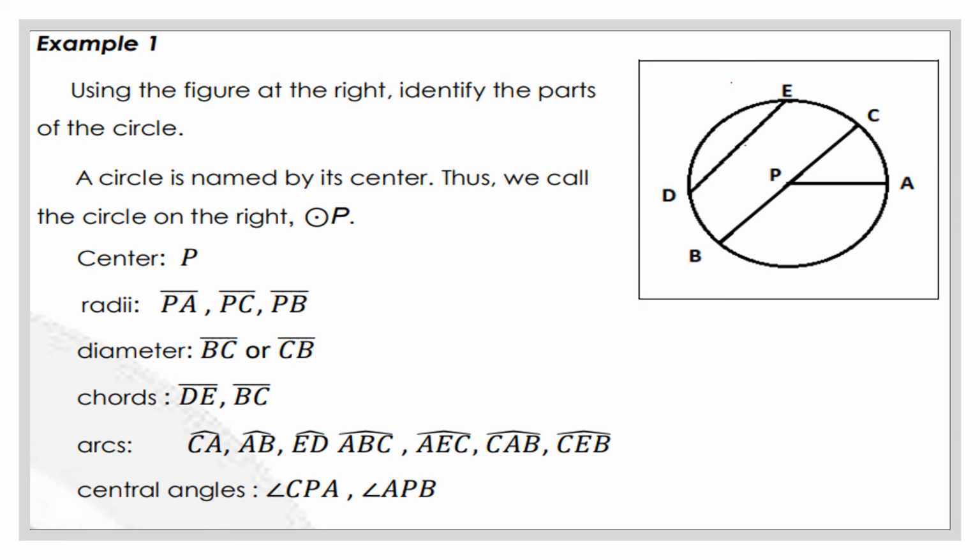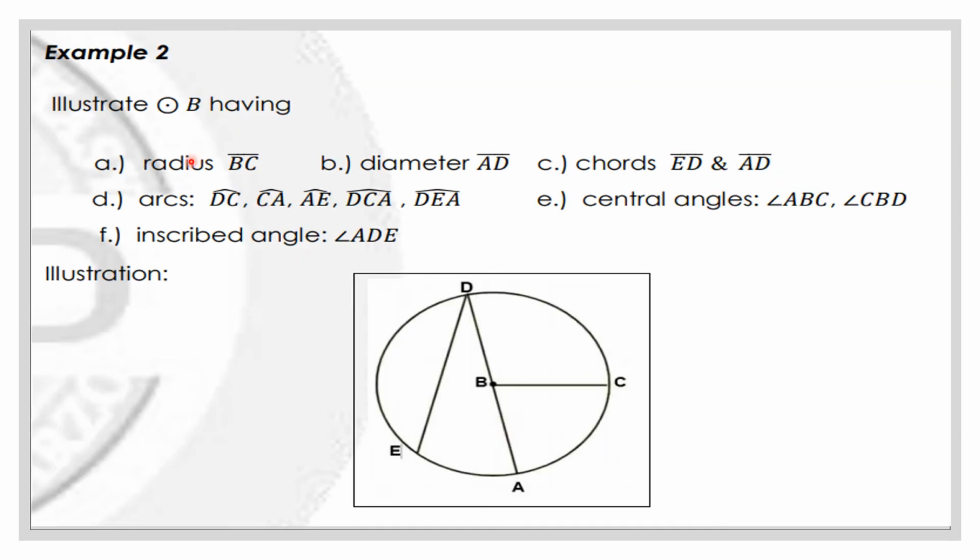So, for next example, in here, we have to illustrate circle B having radius BC. Circle B, so syempre, we are going to illustrate circles. Okay? Regardless the measure. Ayan. So, radius BC, nakapag-project po tayo. And automatic, yung nasa gitna, ICP, kasi circle B po tayo. Diameter is segment AD.